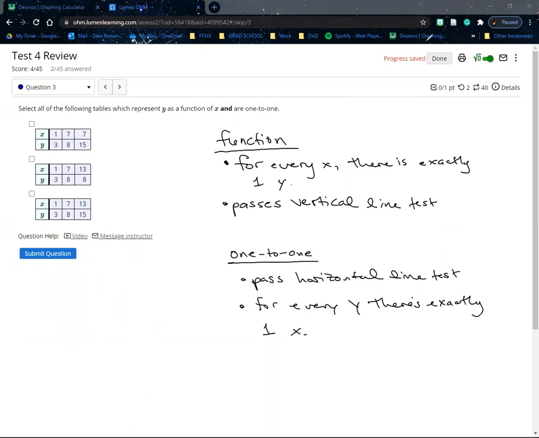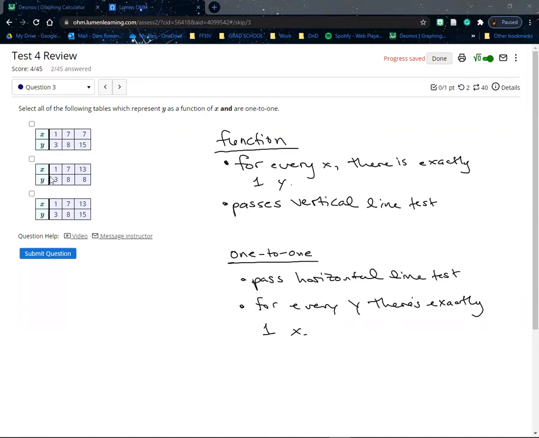Yeah. If we look at the first one, right here off the bat, we have 2 7s in the x, and they each have a different y. Well, for every x, there's exactly one y. That's what makes a function. So this isn't even a function up here.